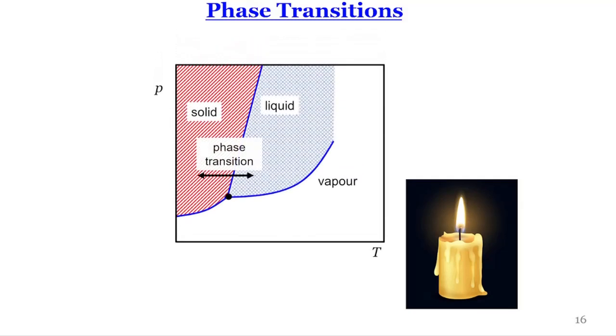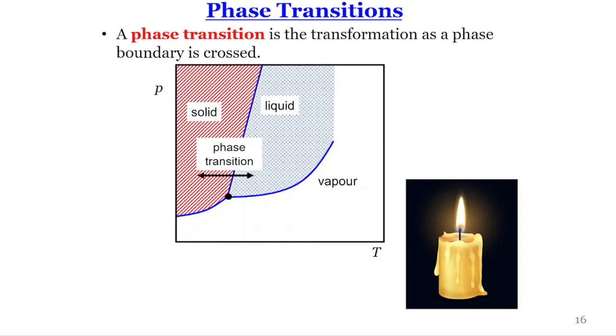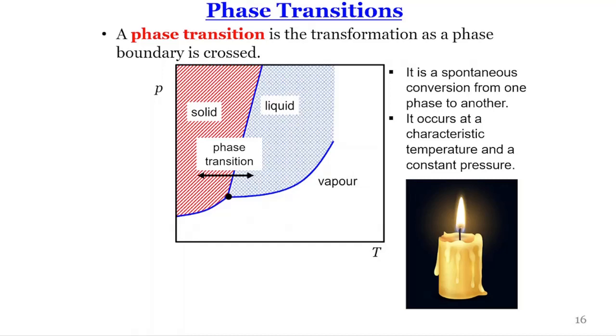This is typical of what happens when we talk about phase transitions. On the phase diagram, phase transition is the transformation that happens when a phase boundary is crossed, that is, crossing between the solid phase to the liquid phase, or vice versa, from the liquid phase to the vapor phase, from the solid phase to the vapor phase. Phase transition happens spontaneously and it occurs at a characteristic temperature and pressure.